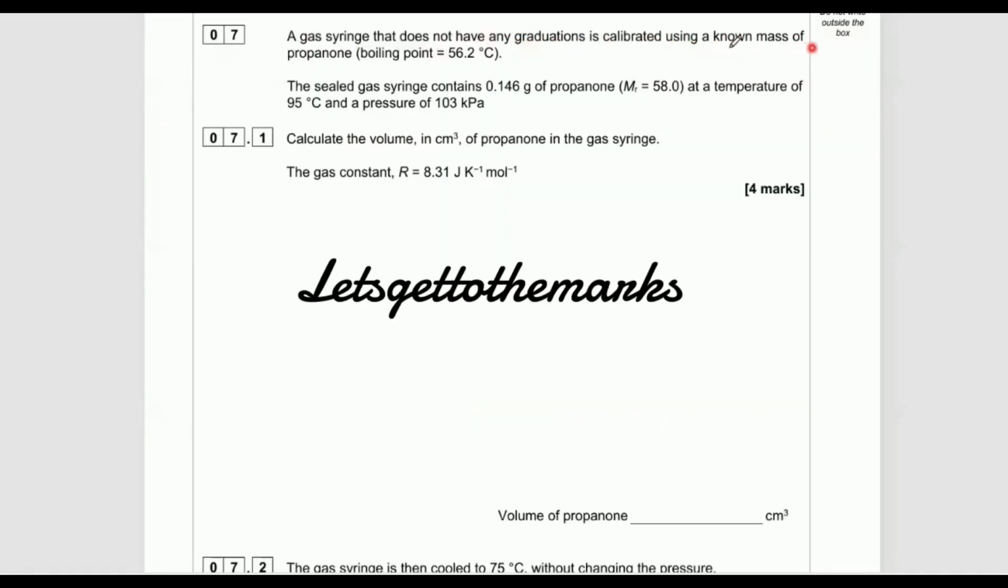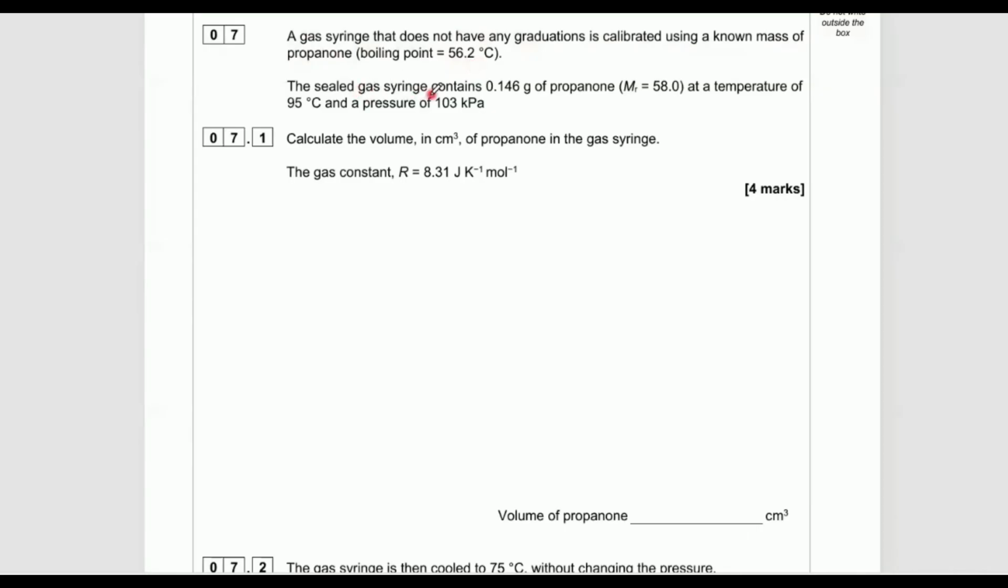A gas syringe that does not have any graduations is calibrated using a known mass of propanone, boiling point 56.2 degrees. The sealed gas syringe contains 0.146 grams of propanone, MR 58, at a temp of 95 degrees and a pressure of 103 kPa. Calculate the volume in centimeter cubed of propanone in the gas syringe. The gas constant is 8.31.